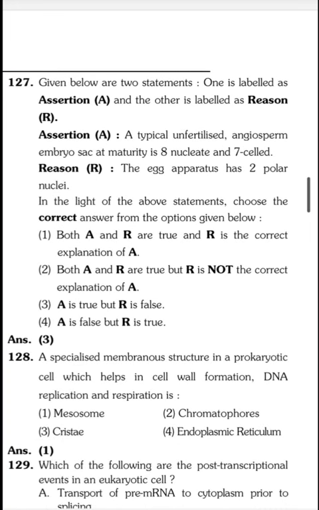So one more assertion and reason question is, a typical unfertilized angiosperm embryo sac at maturity is 8 nucleate and 7 celled. Reason, the egg apparatus has 2 polar nuclei. See, the assertion is correct, the reason is wrong. It is not the egg apparatus, it is the central cell that has 2 polar nuclei. So because of which the reason is incorrect. So the answer is A is true but R is false.